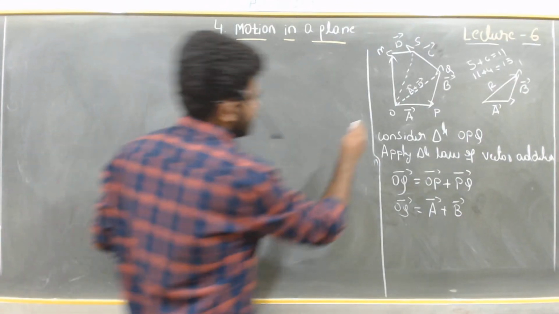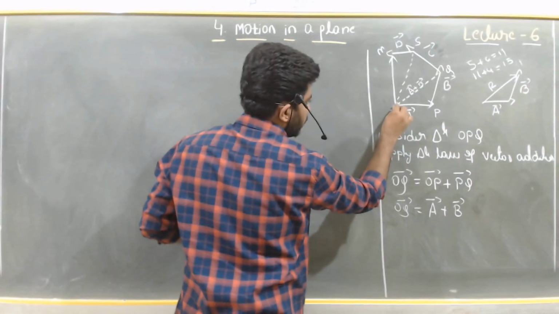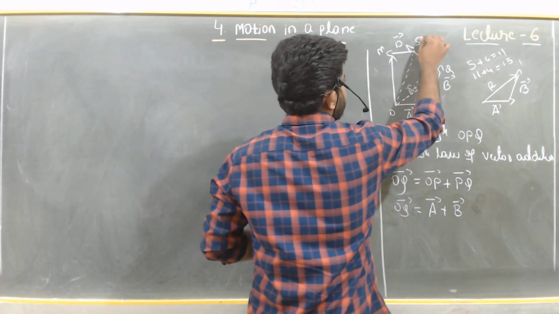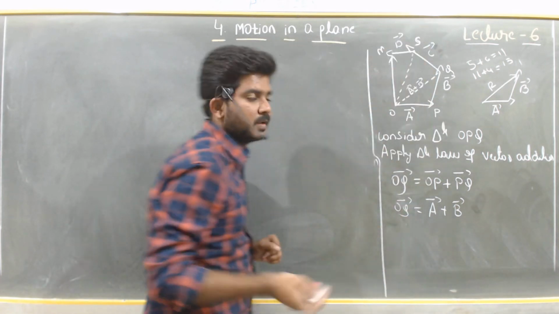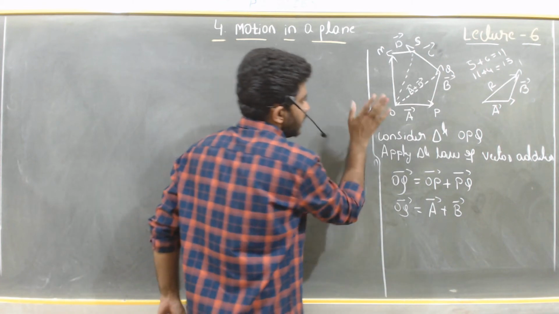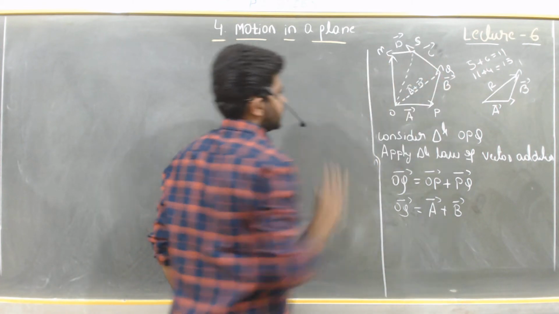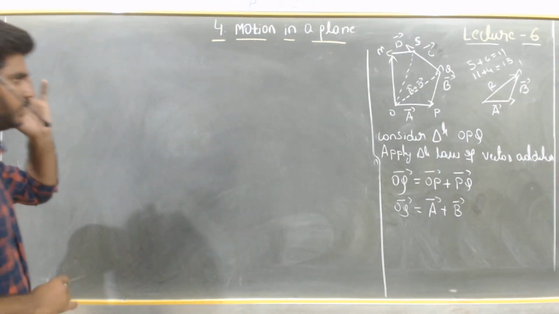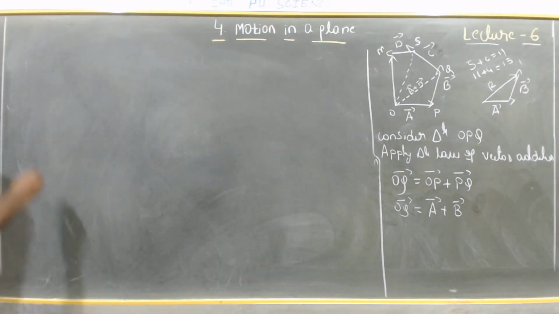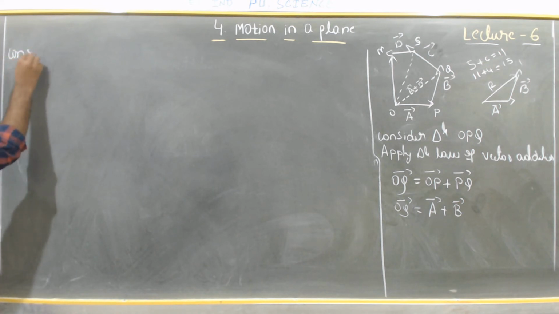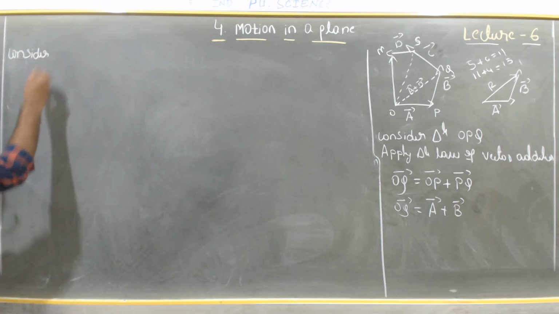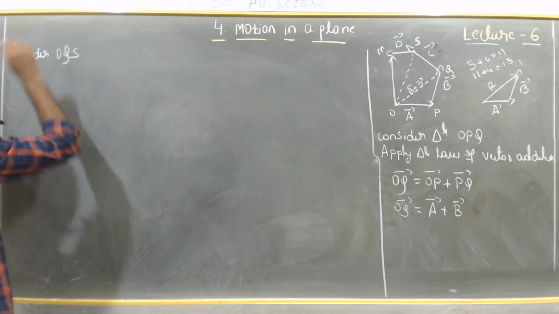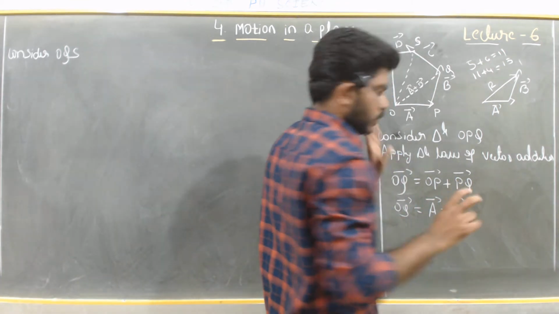So for that again I have taken one line from the point O and it touches the point S. Here S is the point. Again you can see another triangle, that is OQS, right? In that manner only I have to take. See here, consider which triangle, OQS. Once again I am telling you, don't get confused.